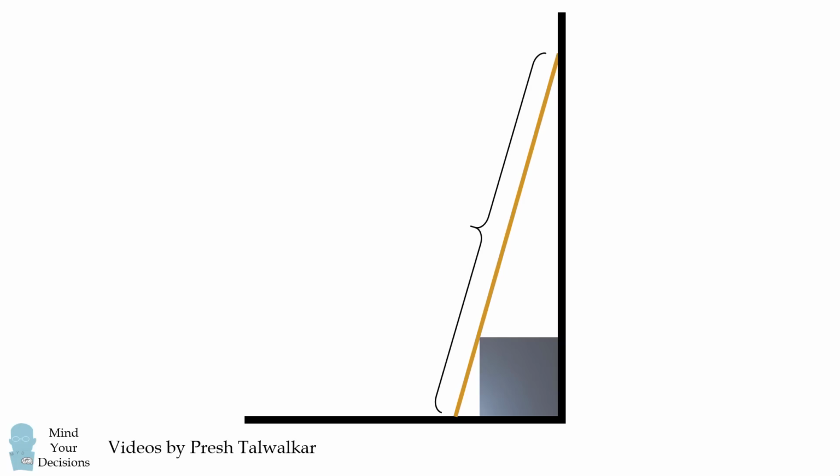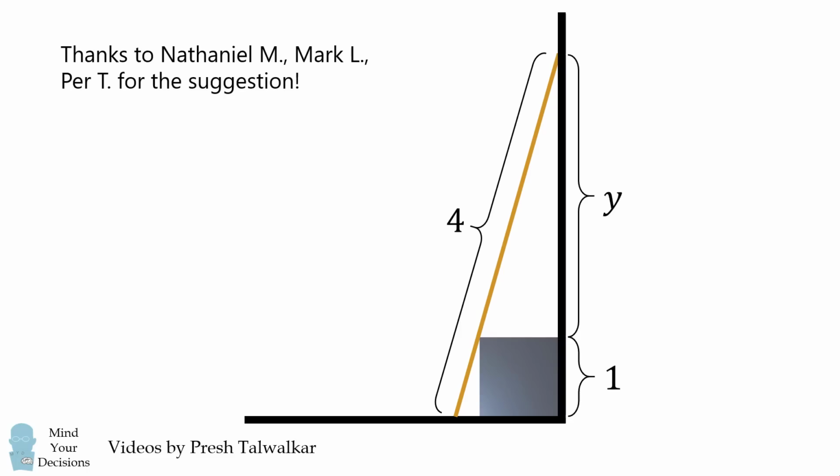If the ladder has a length equal to 4 and the cube has a side length equal to 1, what is the distance between the top of the cube and the top of the ladder, denoted by the variable y in the following diagram? I thank Nathaniel M., Mark L., and Per T for the suggestion.